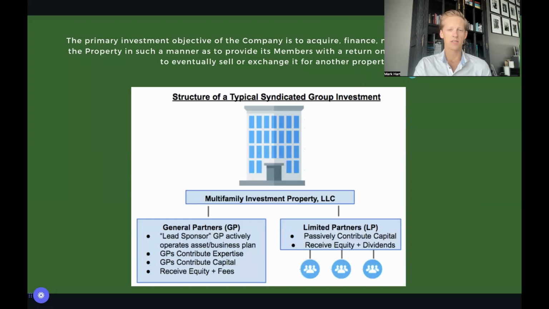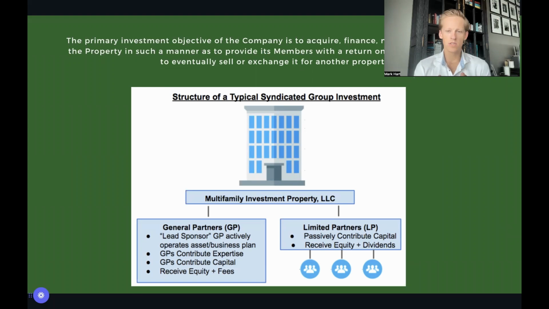So at the top here, the primary investment objective of the company is to acquire, finance, manage, and dispose of the property in such a manner as to provide its members with a return on their investment and to eventually sell or exchange it for another property, right? That's the textbook definition of what this syndication is and what the goal of the company is. And so now what does that actually mean, right?